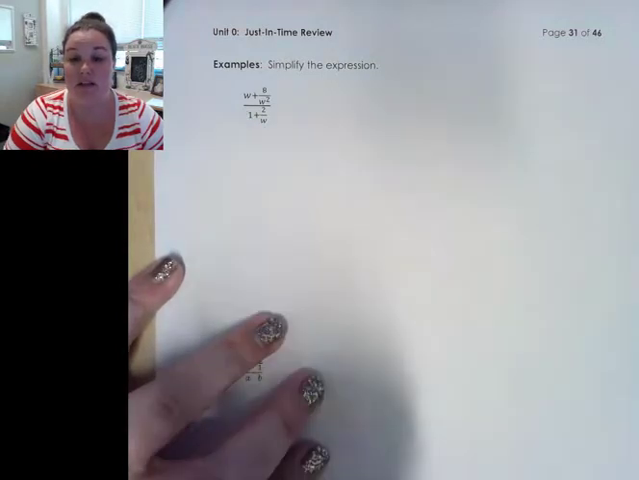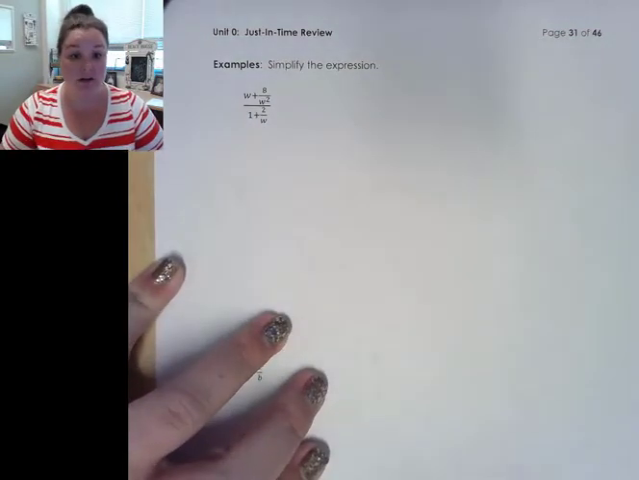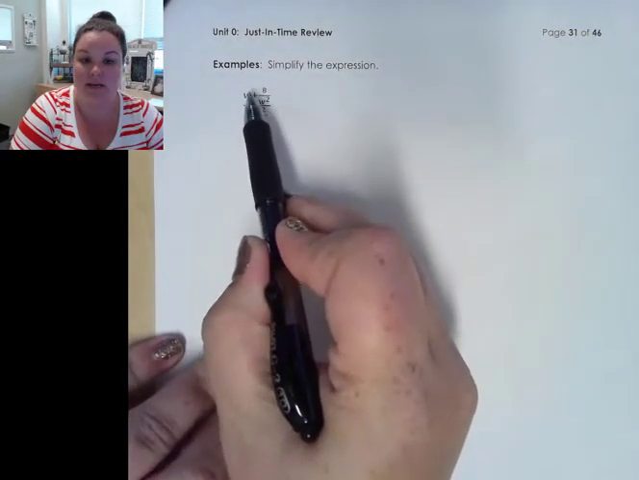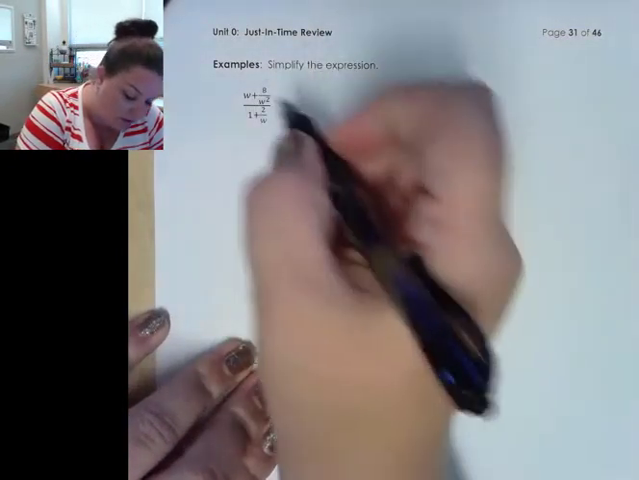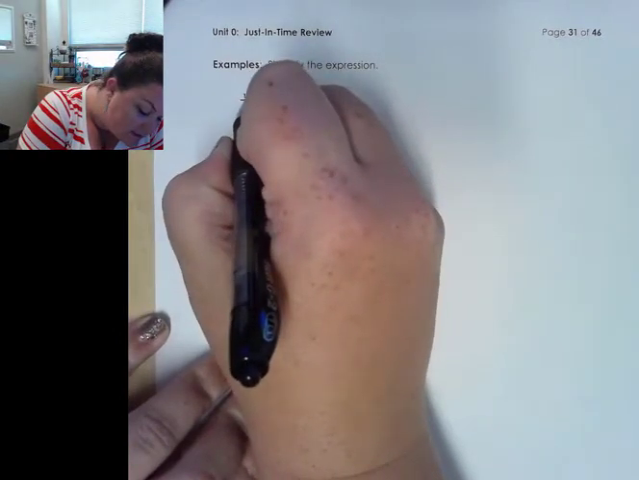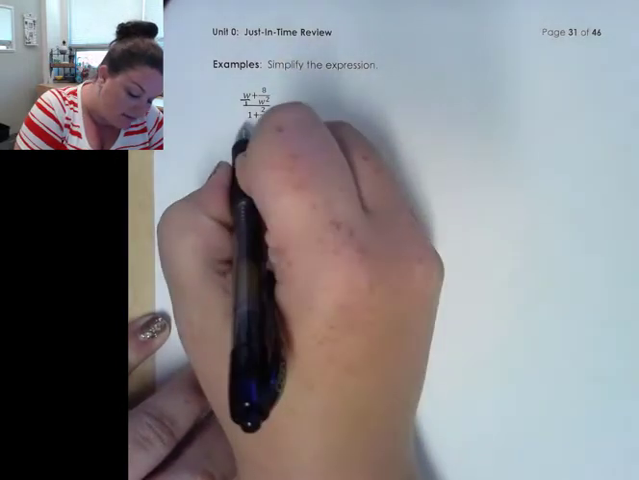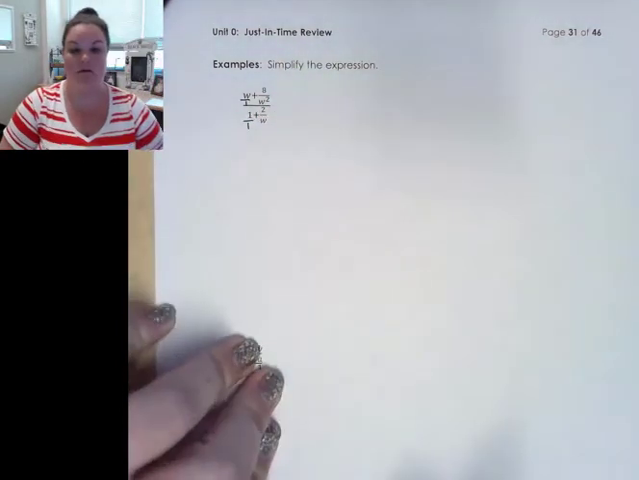So the first thing I want to do is make sure everything has a denominator. So notice this w is a regular constant term, right? It doesn't have a denominator written here. So it's implied that this is w over 1. Same thing with this 1. This is like a 1 over 1, right?